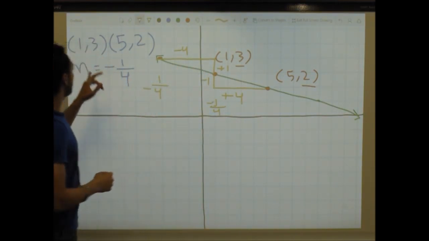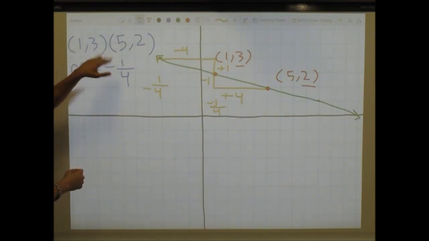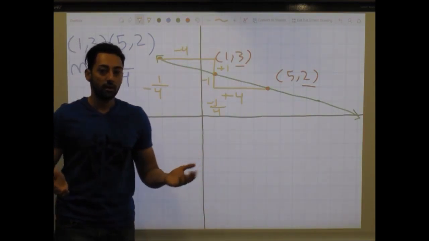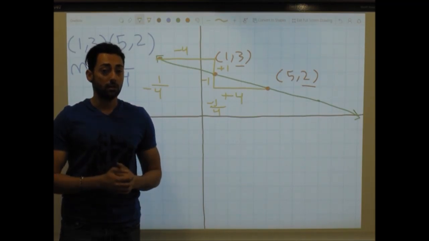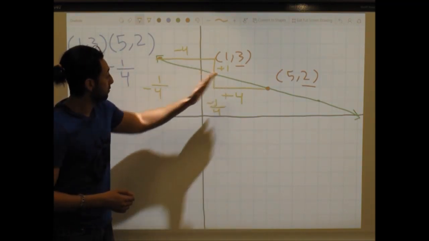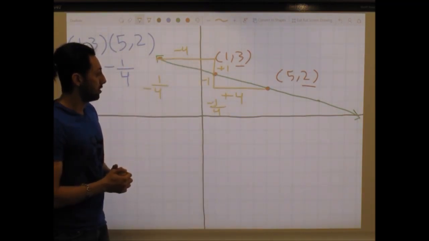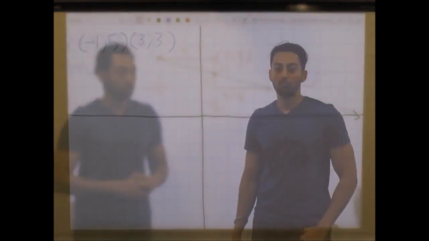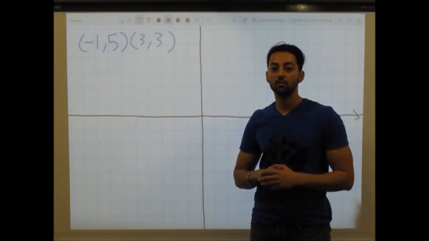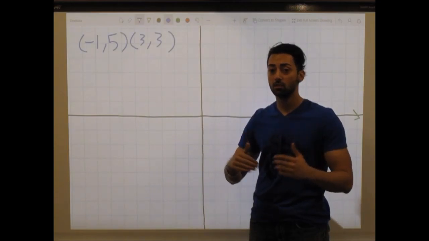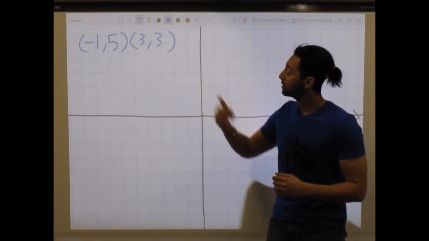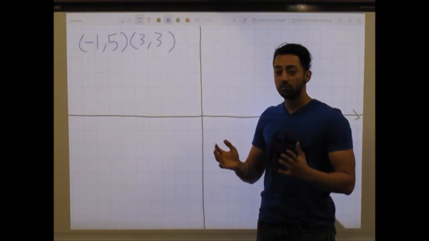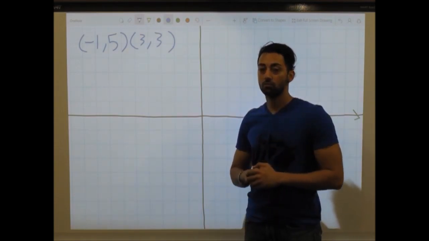Just like labeling this x1, y1, x2, y2 is arbitrary, it doesn't matter as long as you stay consistent. Moving left to right and right to left is really not important either, as long as you stay consistent. So since we looked at the second case where you end up getting a negative slope, why don't you go ahead and give this a shot? Pause the video, and when you resume, we'll go over it.